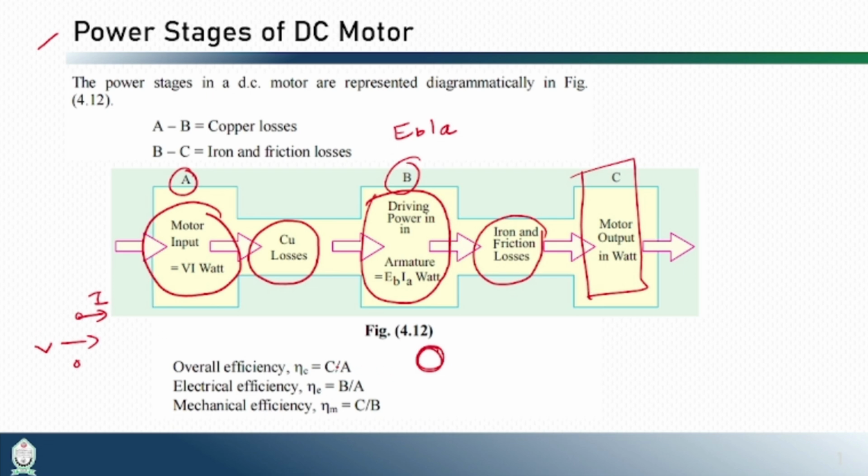The overall efficiency can be calculated by taking the ratio of the power available at stage C divided by the power that we provided at stage A. The electrical efficiency can be calculated by taking the ratio of the power available at stage B to the power given to the motor at stage A. And the mechanical efficiency can be calculated by taking the ratio of the power available at stage C divided by the power available at stage B. So that was the basic overview of the power stages diagram of a DC motor, which is very similar to the power stages diagram of a DC generator.